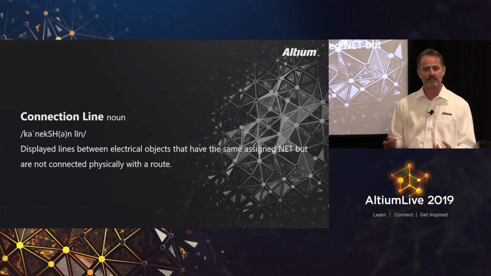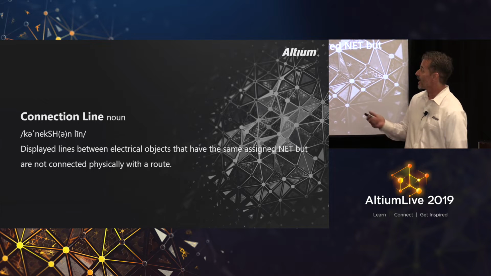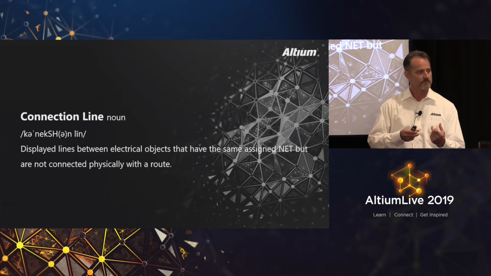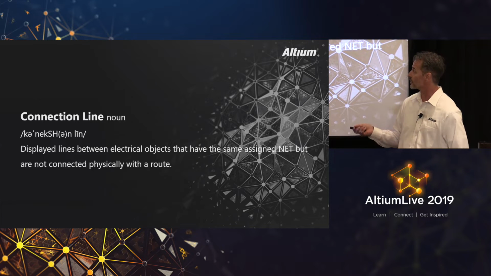Because in the schematic, you just wire things up. Things can be logically connected. At the PCB, everything is pretty much only logically connected, meaning there's no physical connection between different paths. So you have to connect them with a route.